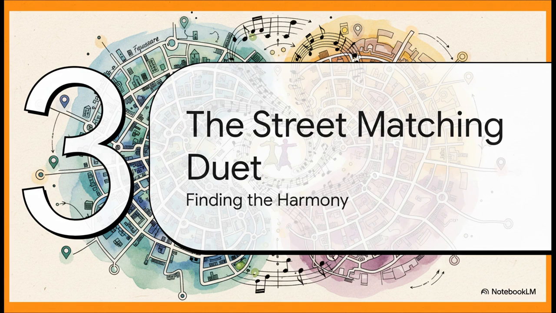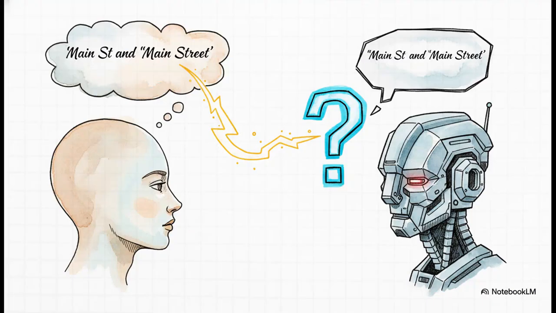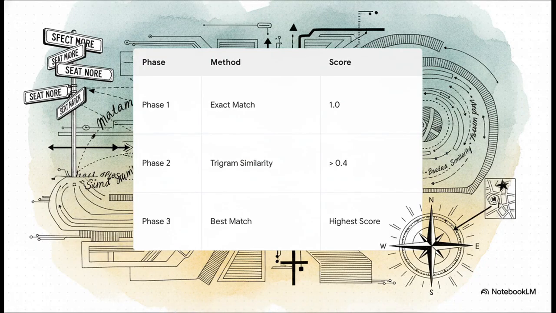This is where the two datasets, Foursquare and OvertureMaps, have to find their partners. And really, this is the core challenge of the whole thing. For you and me, it's a no-brainer that Main Street and Main St. are the same. But how in the world do you teach a computer to figure that out, especially with all the possible typos and abbreviations? The way it solves this is pretty brilliant, actually.